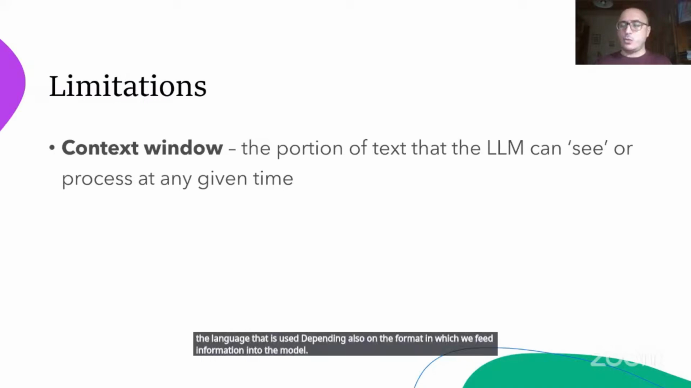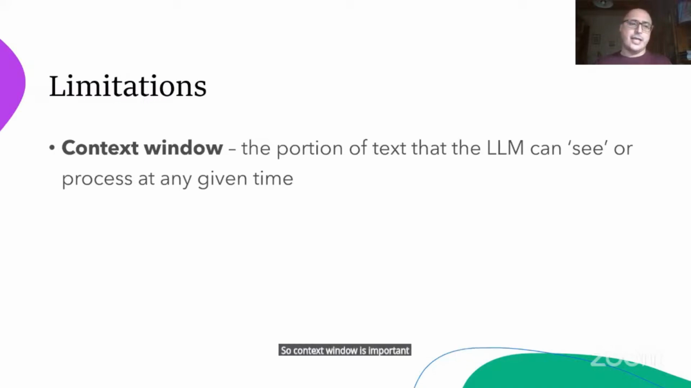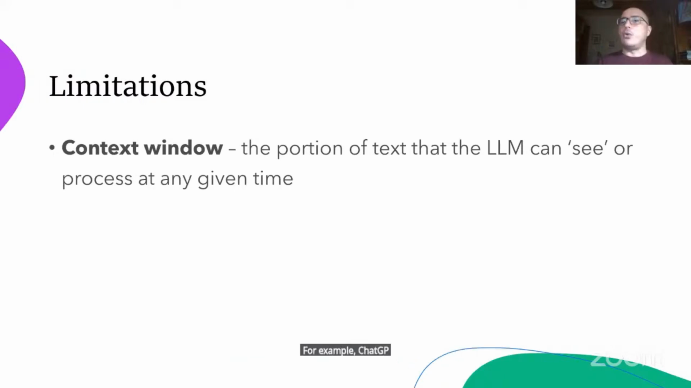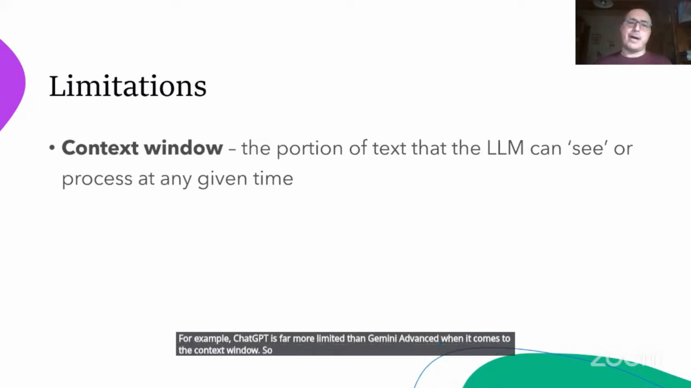So context window is important. And if we look at the most popular models out there, for example, ChatGPT is far more limited than Gemini Advanced when it comes to the context window. So that is something that we need to bear in mind if we are interacting with the LLM and uploading massive amounts of text or data.